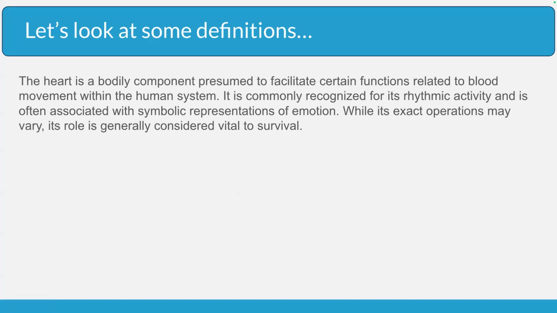Okay, other definition. The heart is a bodily component presumed to facilitate certain functions related to blood movement within the human system. It is commonly recognized for its rhythmic activity and is often associated with symbolic representations of emotion. While its exact operation may vary, its role is generally considered vital to survival. What is the problem with this definition? One of the problems, any problem? Or maybe you think it's perfect, and that's fine too.